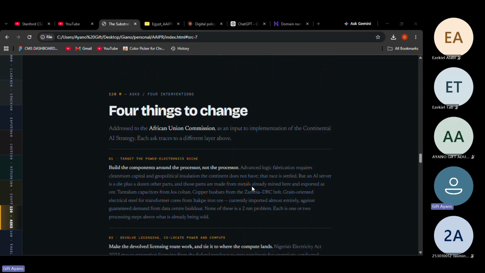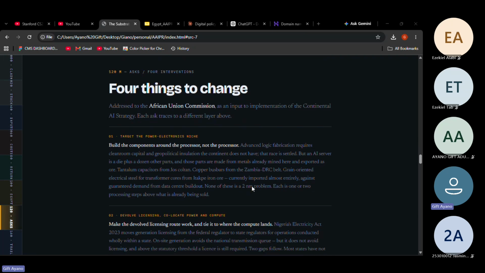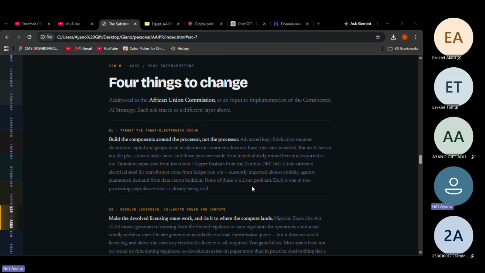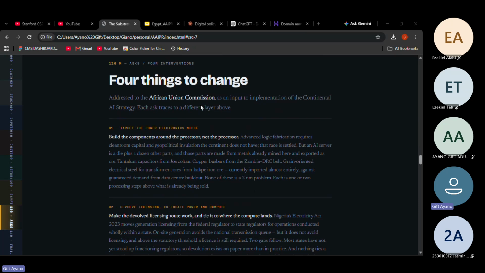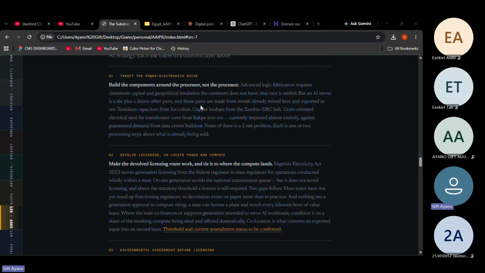And this is the last thing I'll be talking about, the four things to change. This is addressed to Africans as a whole, not basically the African Union Commission and all that. This is just things for Africans to know. Target the power electronics needs. Basically, we build the component around the processor, but not the processor itself.